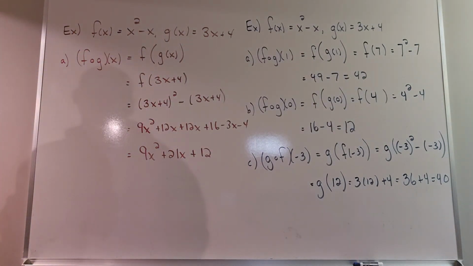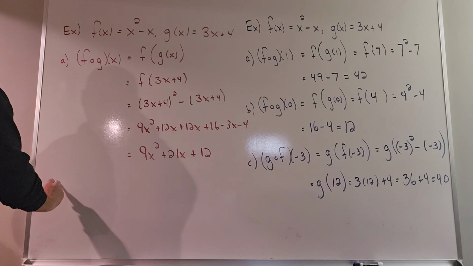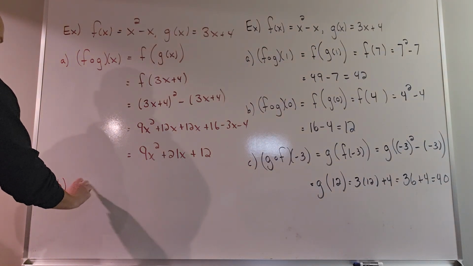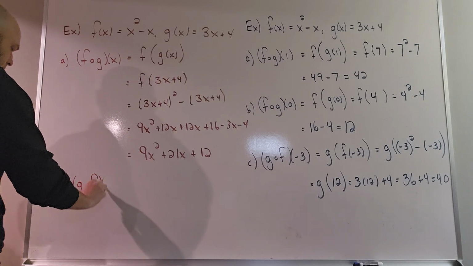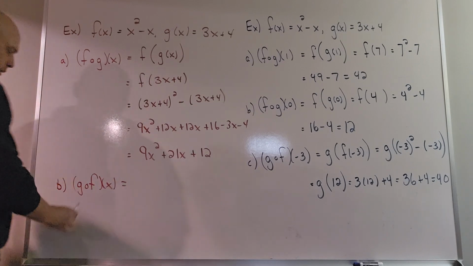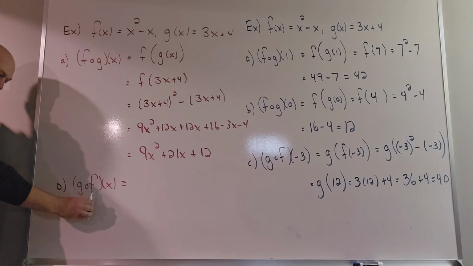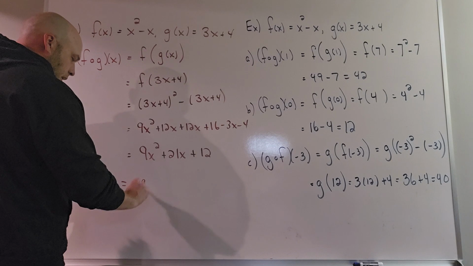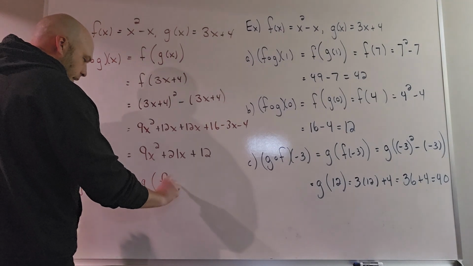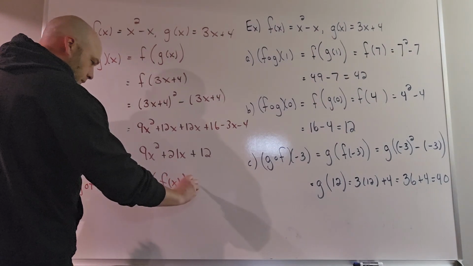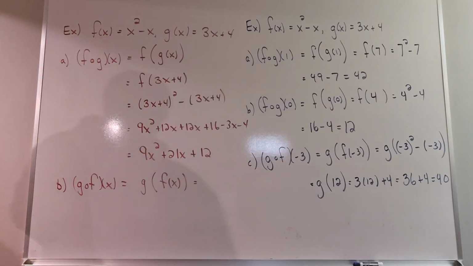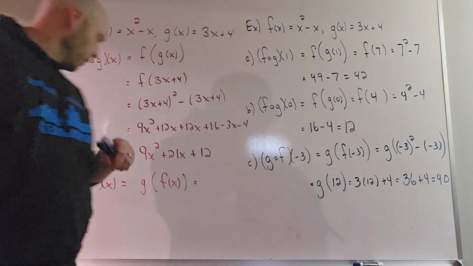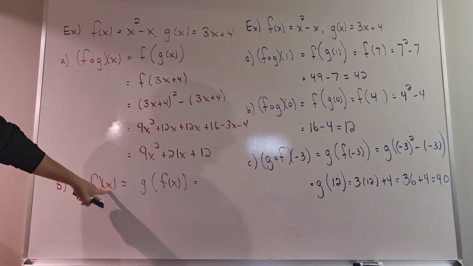All right, similarly for part B, let's reverse the order, and let's look at g of f of x. Notice this time my input for g is going to be the function f. That's going to give me g evaluated at f of x. Well, in part C over here, we did the same thing. I had g of f with a specific number. Here I've got g of f with an arbitrary input.